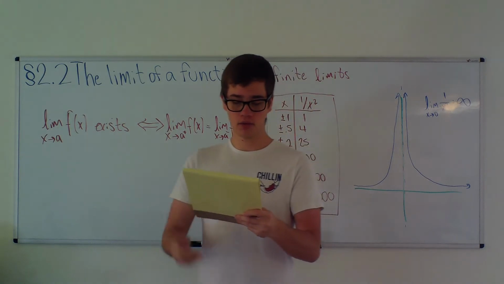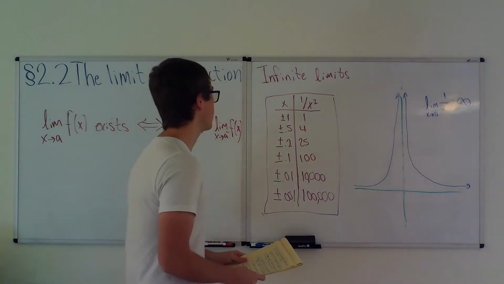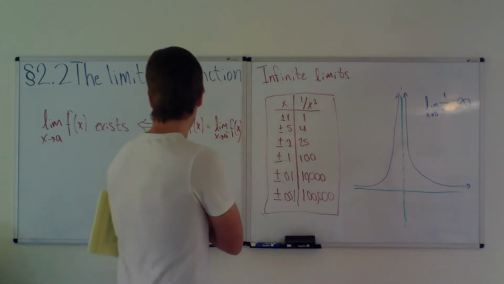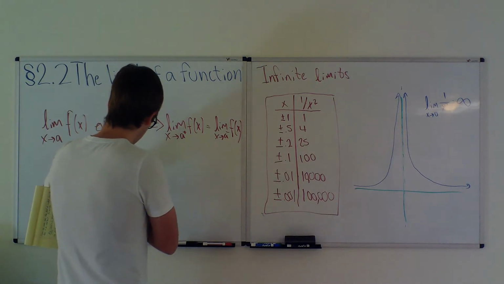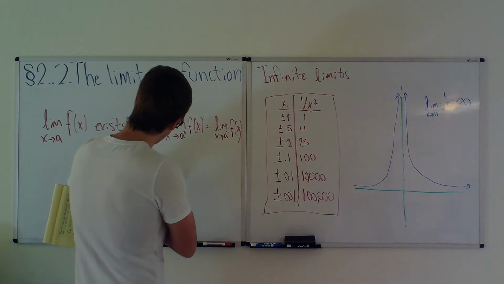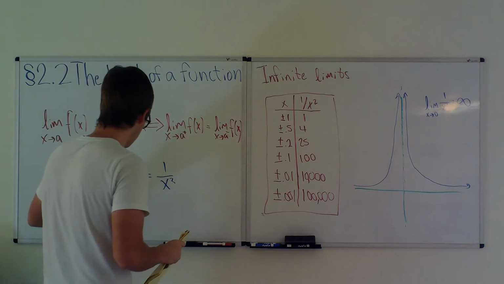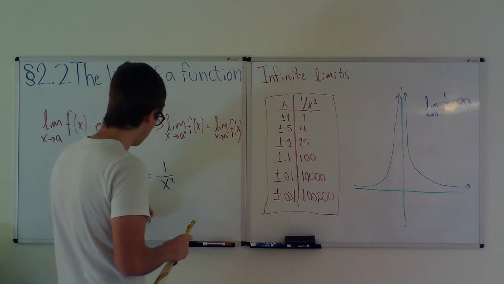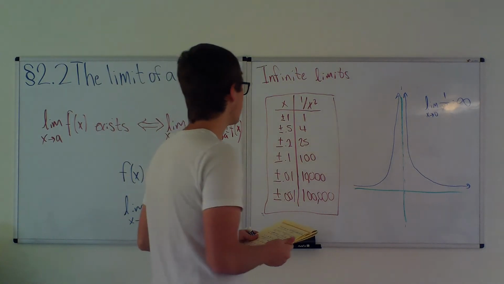So, now, onto infinite limits. We're going to start off with an example and a table. We have the function f of x equals 1 over x squared. What's the limit as x approaches 0 of 1 over x squared? Well, we plug it into our table.